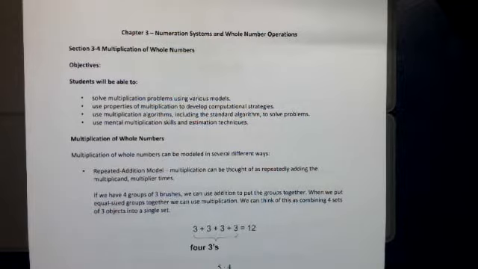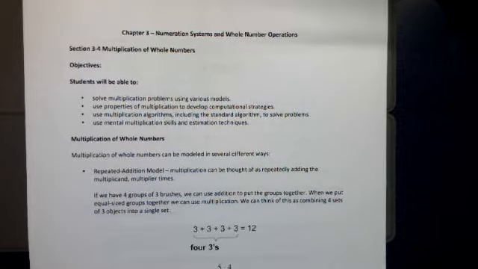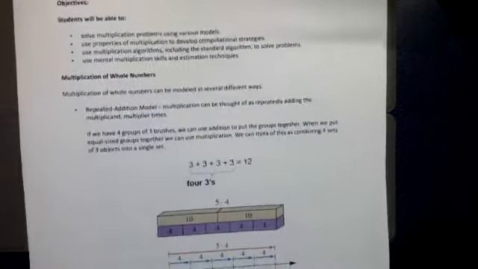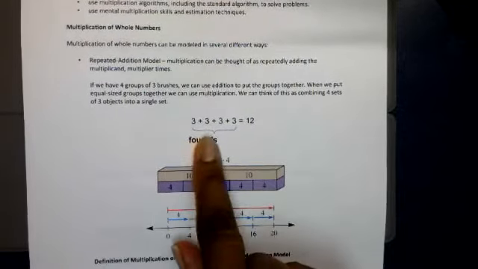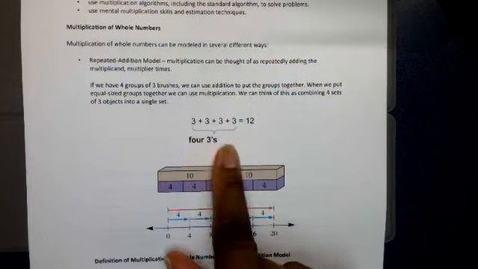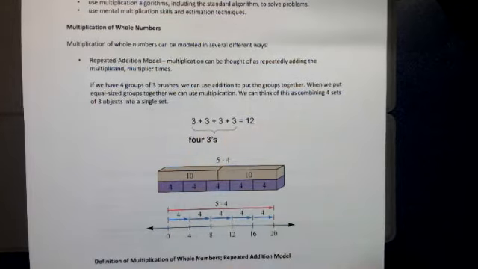So in this case, if we have 4 groups of 3 brushes, we can use addition to put the groups together. When we put equal size groups together, we can use multiplication. We can think of this as combining 4 sets of 3 objects in a single set. All right, so here's the case right here. If we add the 3 4 times, here you got 4 3s added together, you'll get 12.